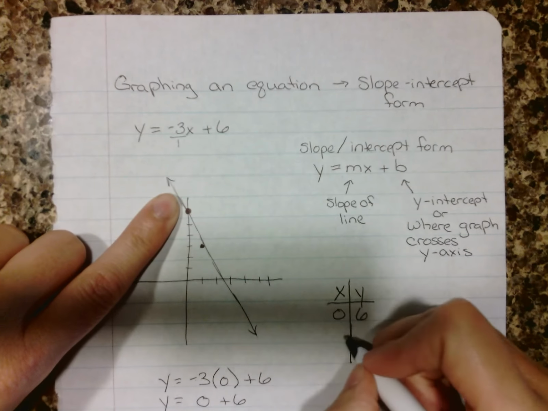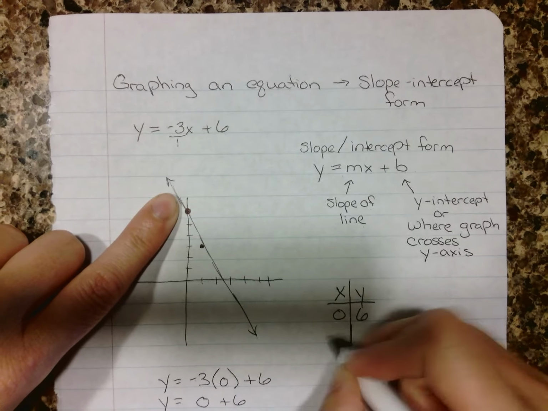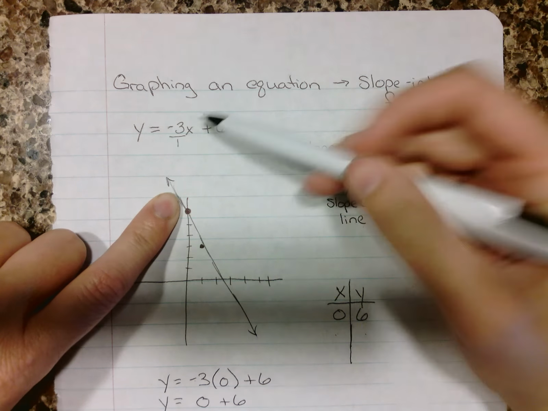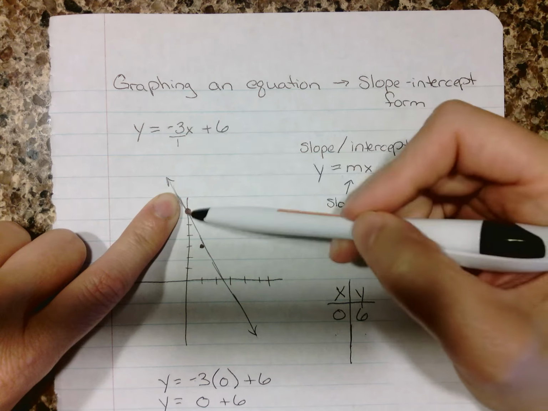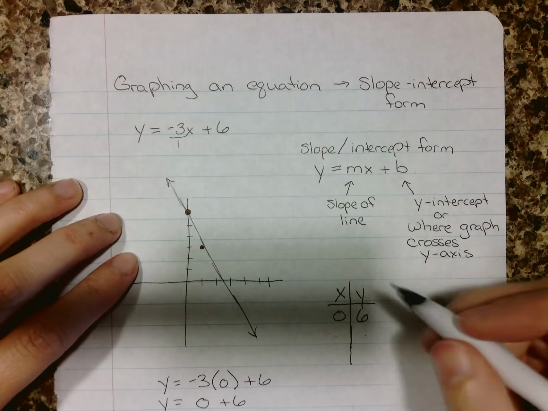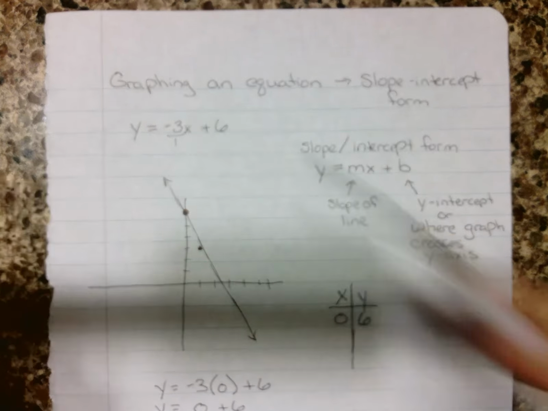I can go and start trying other numbers. I can either put a value in for x or a value in for y. But when I have my slope and I can use my graph, I can just find my other point that way. But again, you may put other points here, but you don't need to because you know your slope.